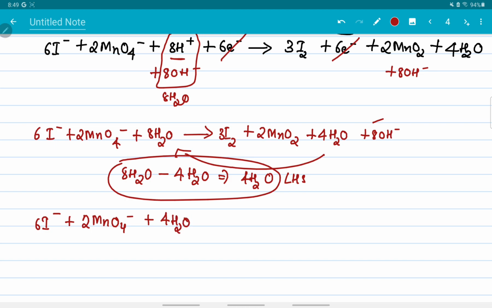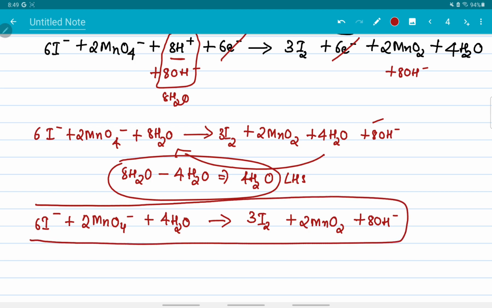Because this H2 came to that left hand side, it got subtracted, and then this is going to give us 3I2 plus 2MnO2 plus 8OH minus, because that 4H2 went to that side. So this is now our final equation. If you check this equation right now, it is completely balanced.